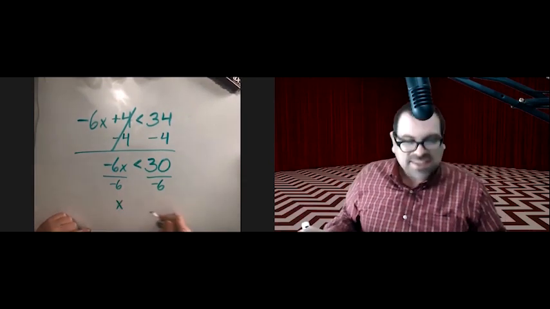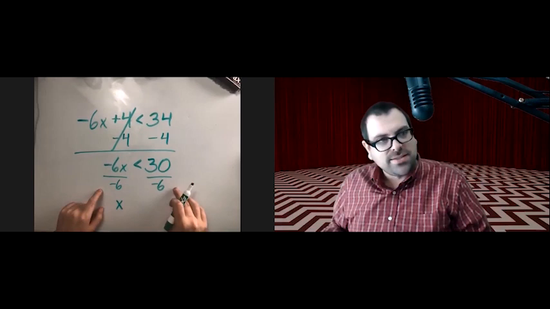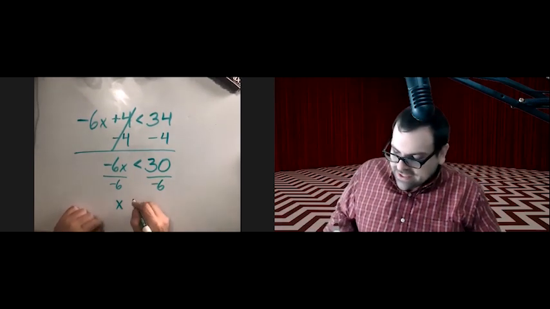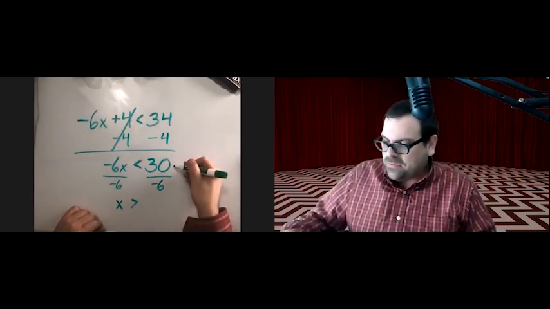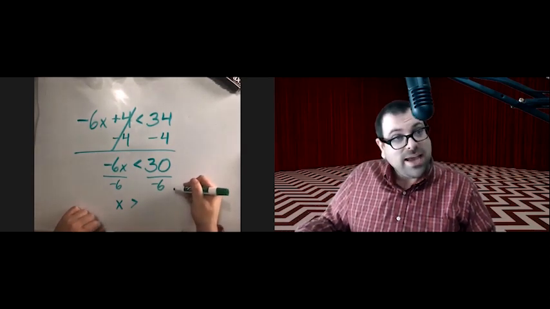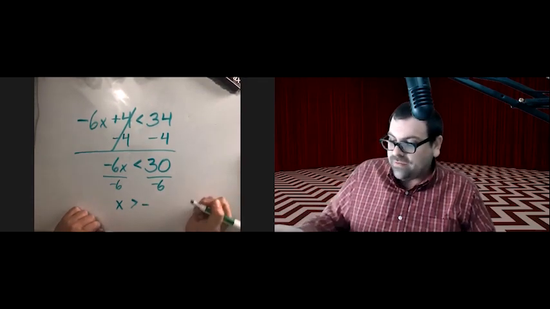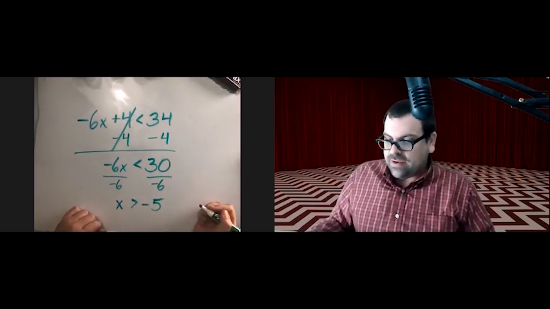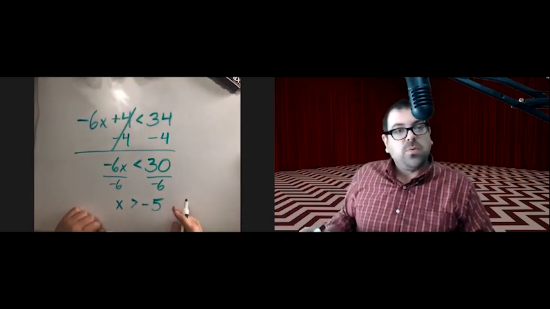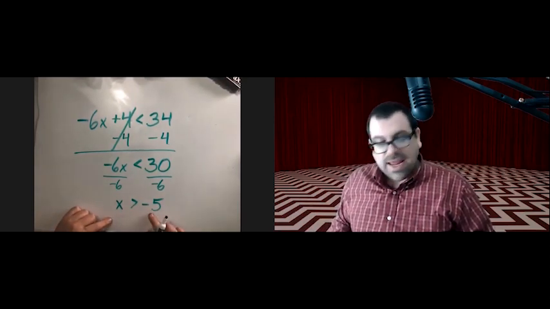We are left with x on the left, but since we are dividing by a negative 6, the less than becomes greater than. Positive 30 divided by negative 6. Positive divided by negative is negative. 30 divided by 6 is 5. So the solution to this inequality is x greater than negative 5.